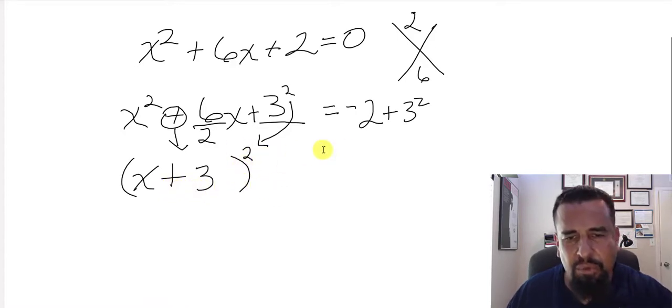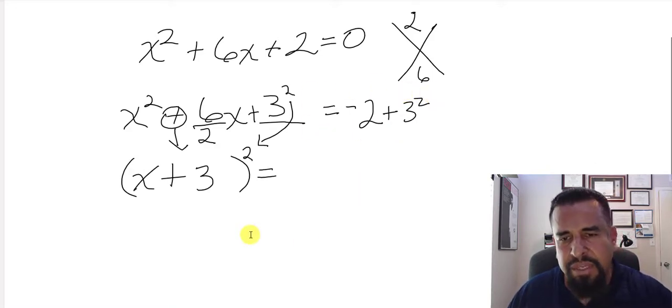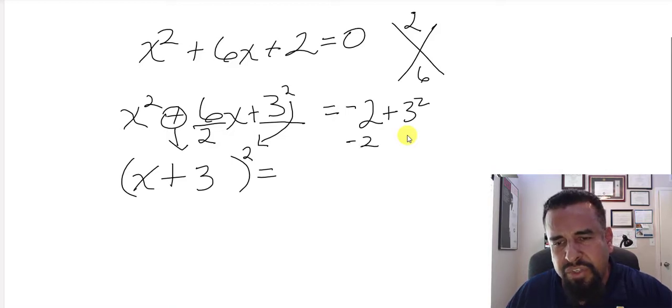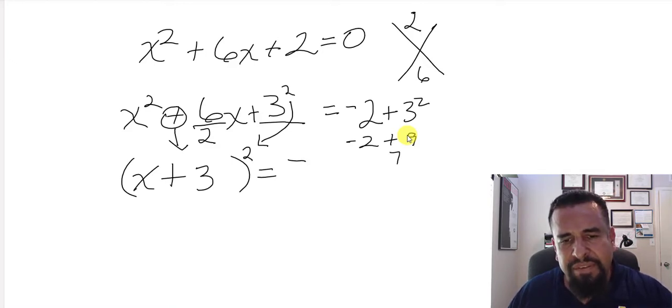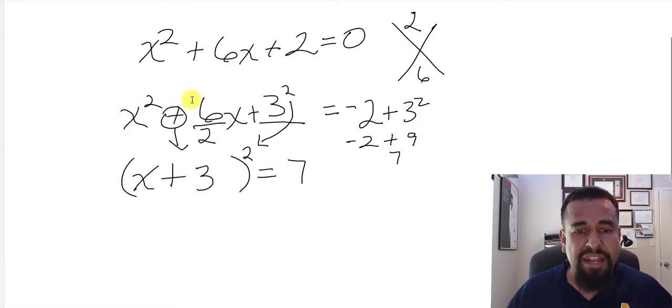Okay? Now, we're not done. We still got this part to deal with here. So we're going to set that equals, and we're going to solve this basically. This is basically negative 2 plus 9. And that right there is going to be a positive 7. So positive 7 is what goes out there. All right? Did that make sense to you? I hope it did. All right?